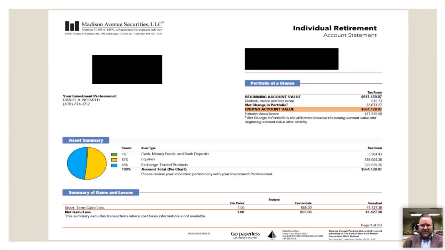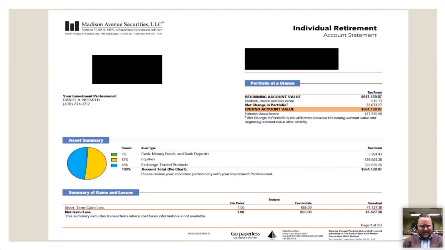So after dividends and interest, it has net change in portfolio value. That's how much you gained or lost during that period of time. And then below, it shows the total estimated annual income that you would get in your portfolio at Pershing in this particular account. So this shows all that information.